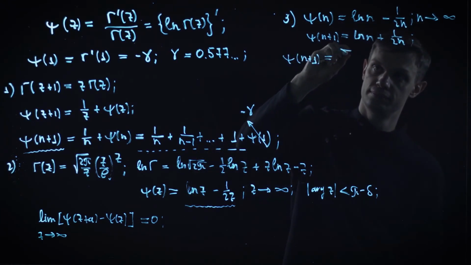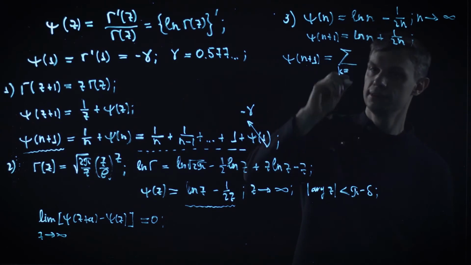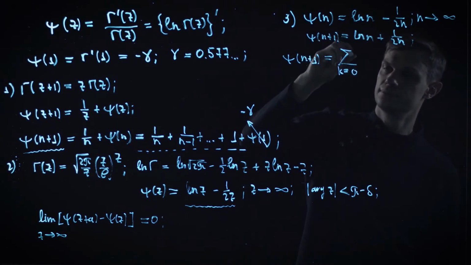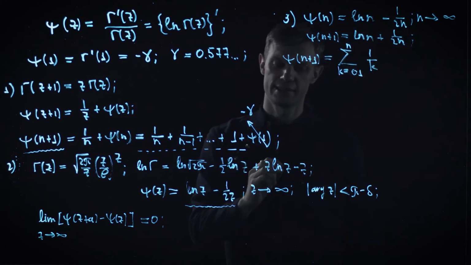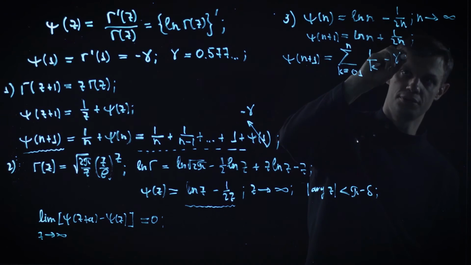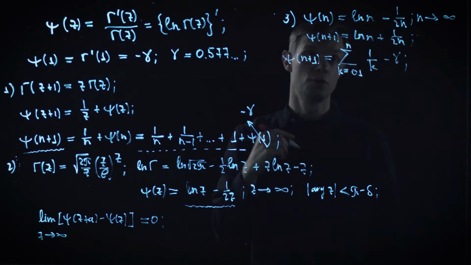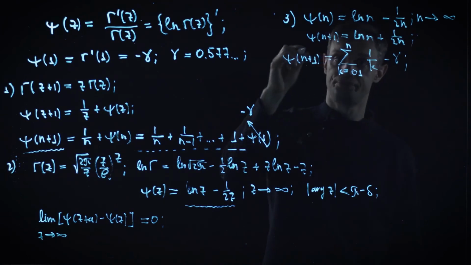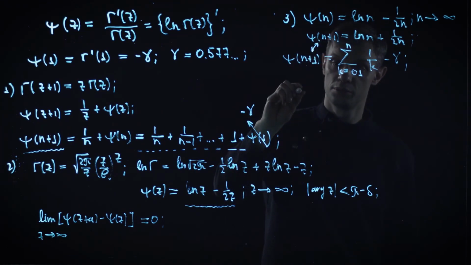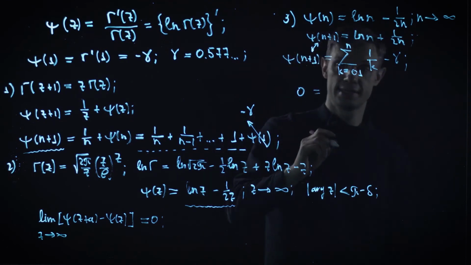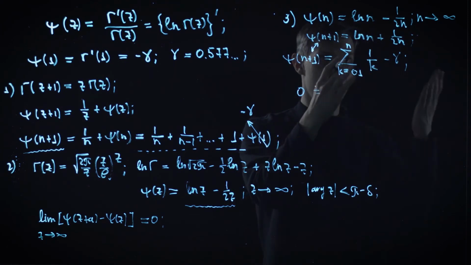So it's equal to the sum from 1 to n of 1 over k, minus gamma, the Euler constant. So now comparing this approximate expression and this exact expression, we conclude that we can subtract these two equations, and the left-hand side will tend to 0 when n tends to plus infinity, and the same will happen with the right-hand side. So here we go.